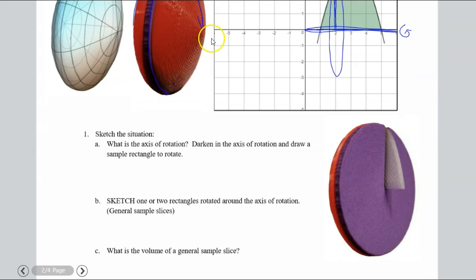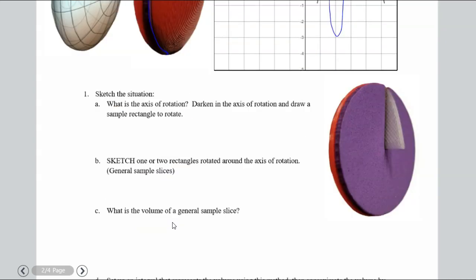Somebody calls these volumes of revolution Christmas ornaments, but you can take them apart and look at them. There's my parabola sitting right in there. This is my general slice that I've taken right out of there in purple. Let's go ahead and write a couple of these things down. So the volume of a general sample slice.